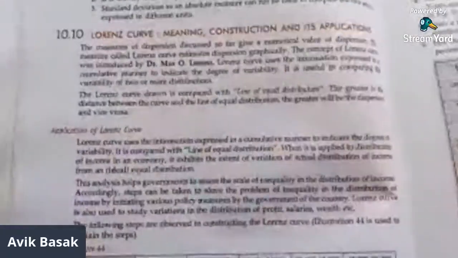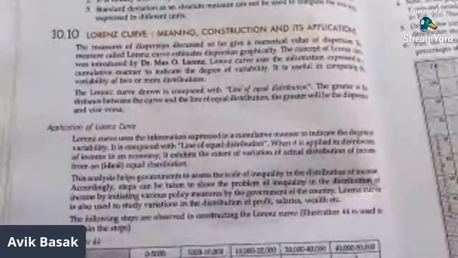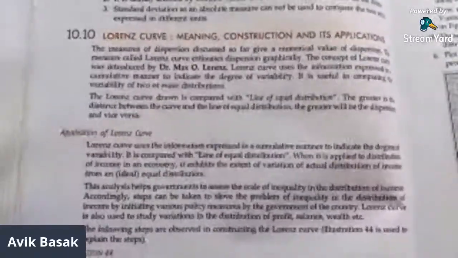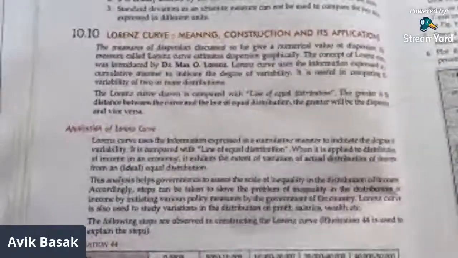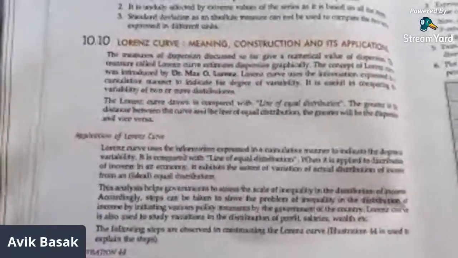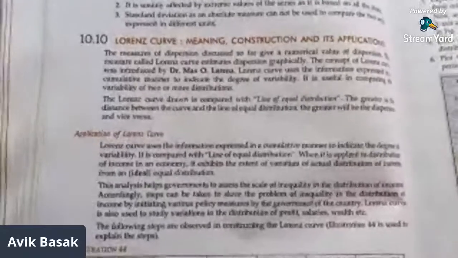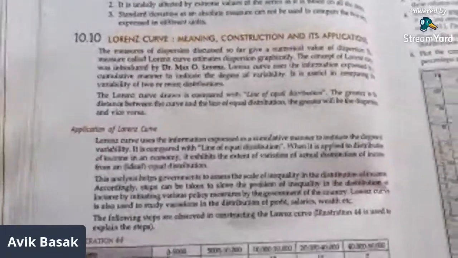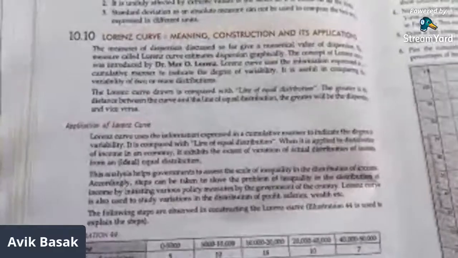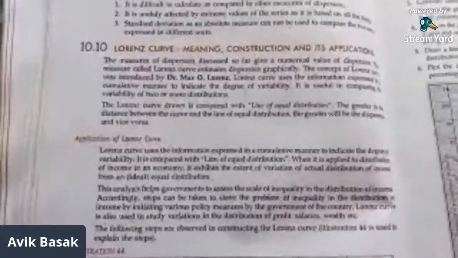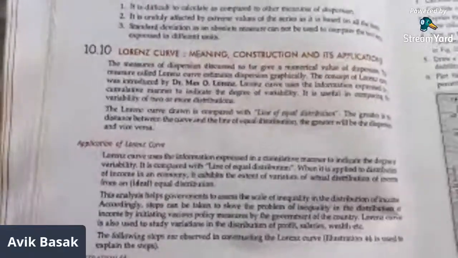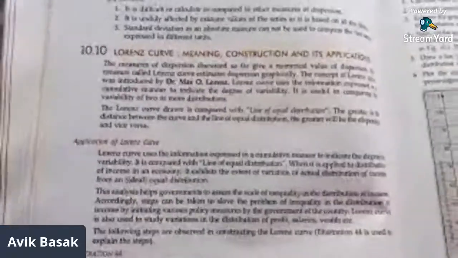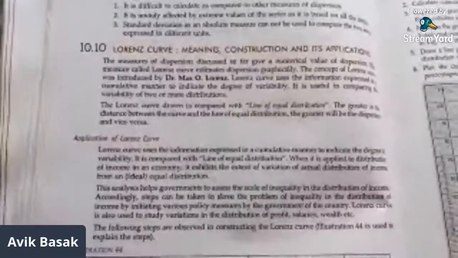and vice versa. That means there is one line of equal distribution, showing how equally the thing is distributed or not. Now, you will draw the actual graph and see the difference between the actual curve you have drawn and that line of equal distribution. Then you can find out what the problem is. For example, this is helpful to calculate wealth, profit, and salaries of a person.